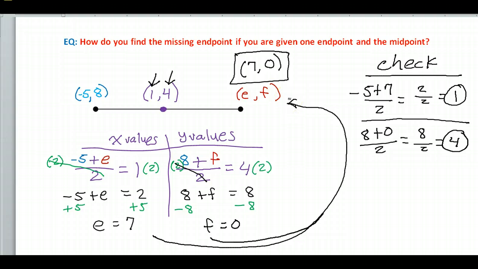So that is how you find the missing endpoint if you're given one endpoint and the midpoint. Set up two equations: an x value equation and a y value equation. Your missing x value should be right here, like the e, and your missing y value should be here, like this f. And then you just solve, and you'll find your endpoint.